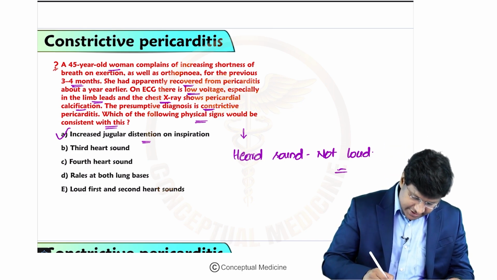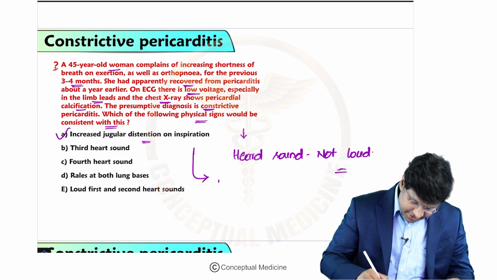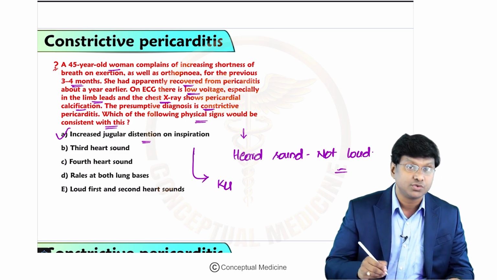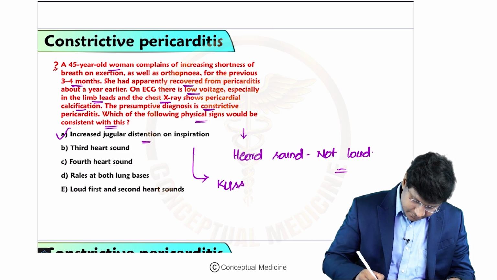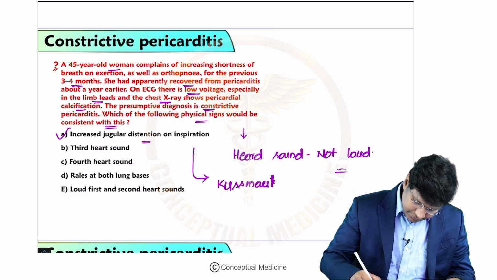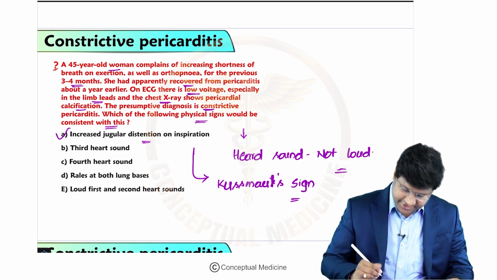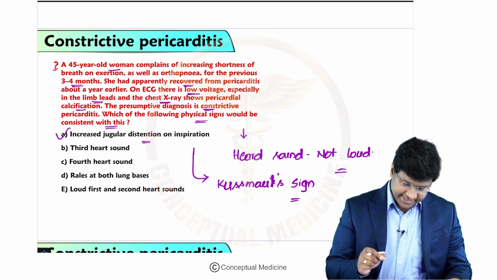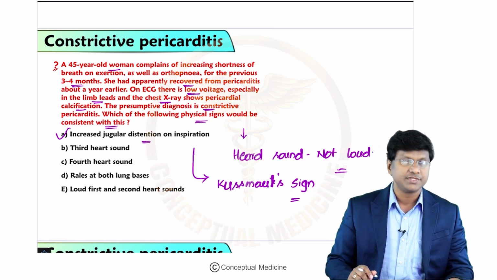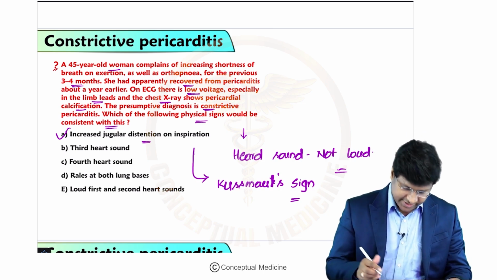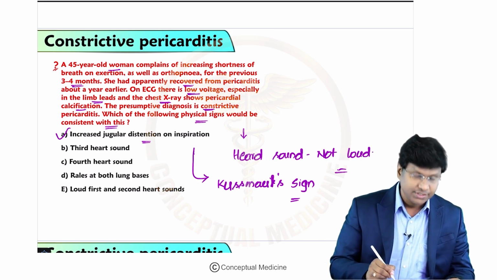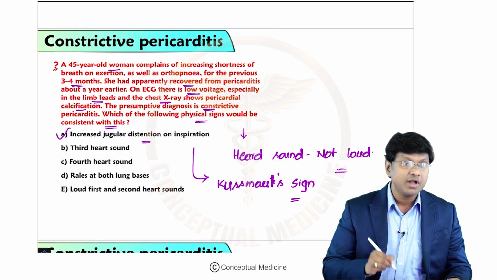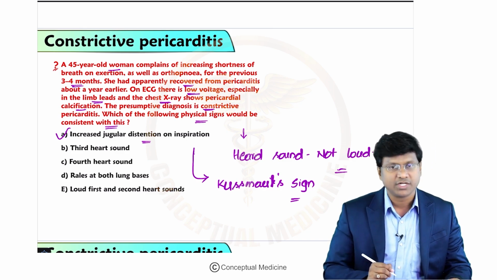And what is this particular sign called? This particular sign is called the Kussmaul sign. Kussmaul sign is the characteristic feature in patients with constrictive pericarditis. And what is Kussmaul sign? Increased jugular distension on inspiration is called Kussmaul sign.